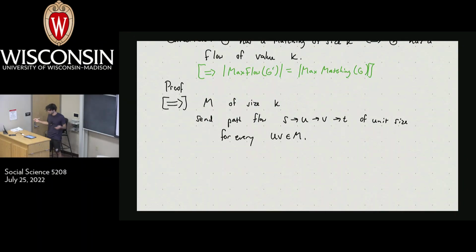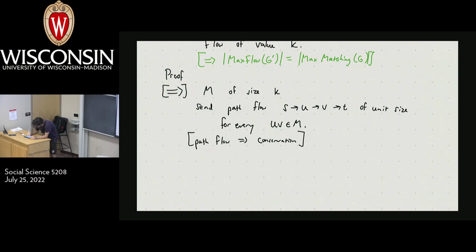So is this a valid flow? Well, clearly conservation holds because it's a path flow. Once again, we send one unit into U, one unit leaves U, and that's true for V as well. So clearly it satisfies conservation. The fact that it's a path flow implies conservation. So once again, the main thing here is, are the capacities still satisfied? So are capacities violated? Well, the answer is going to be no, right?